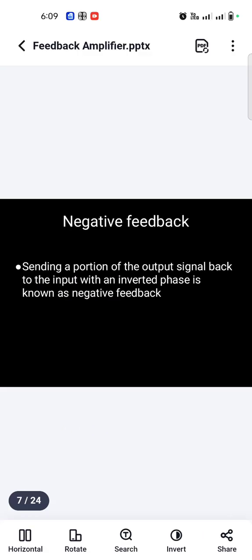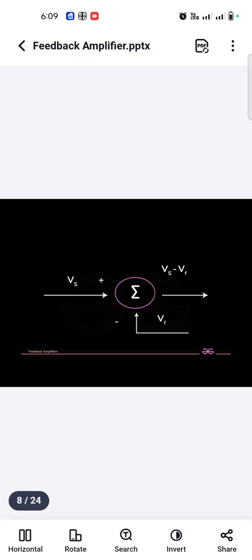Okay, then next one, negative feedback. What is negative feedback? The output is subtracted from the input. Simply remember it like that. There both are in phase, this is out of phase. Okay, so this is the diagrammatic representation. And using this negative feedback, the gain is reduced.